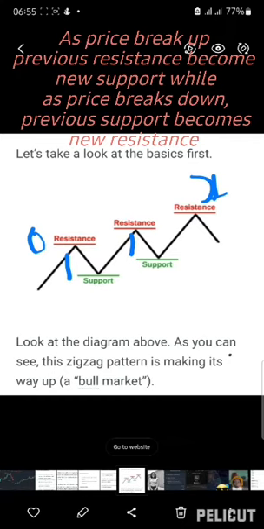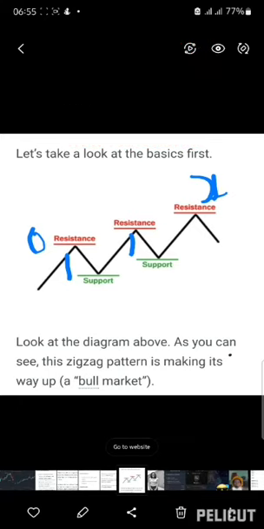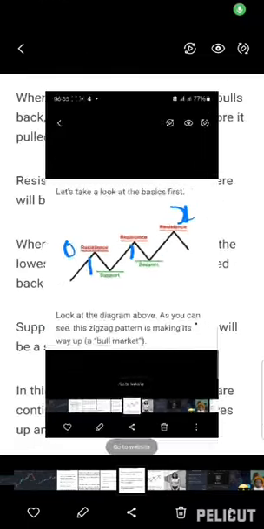I've been looking for the best materials to teach support and resistance, and that's why I've not released this video. So I came across this particular material. I'll put the reference in the description box. I'll show you other examples of what support and resistance is. Just stay tuned. In the next slide you will see it.